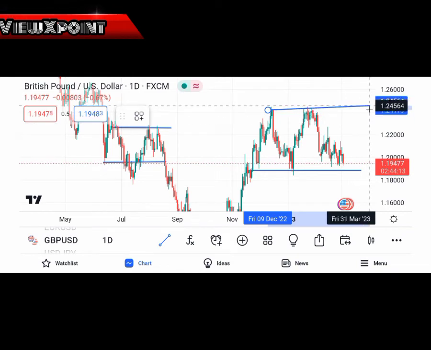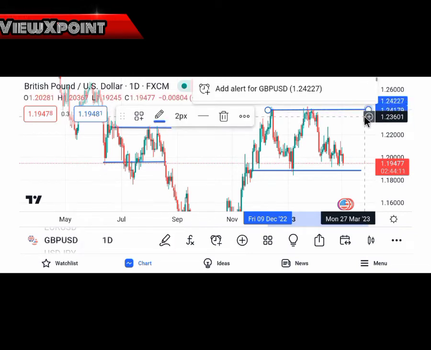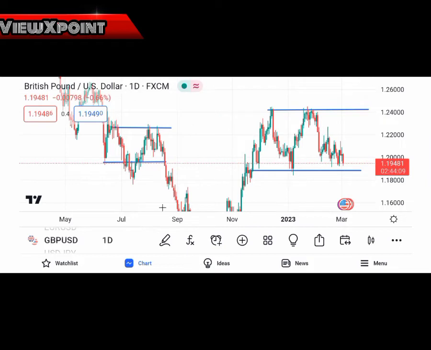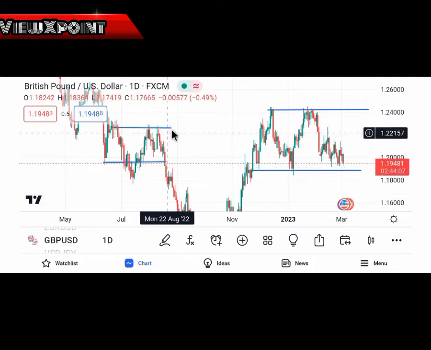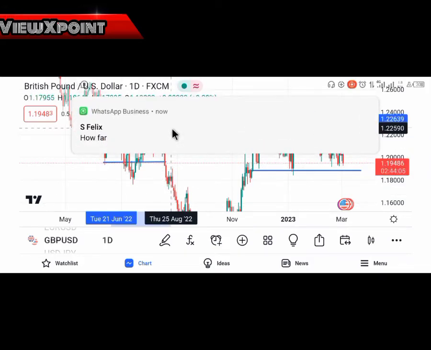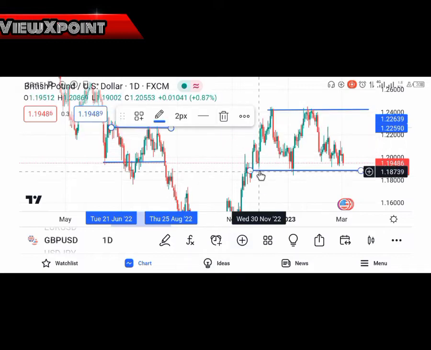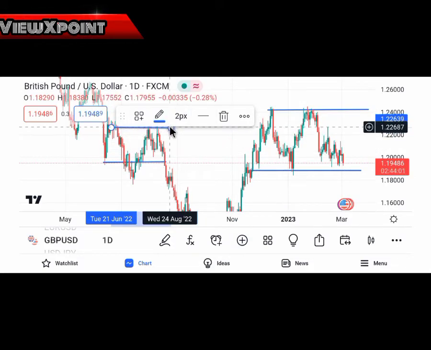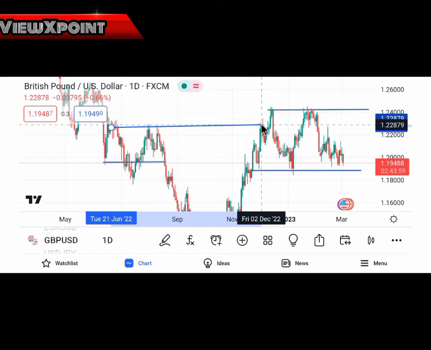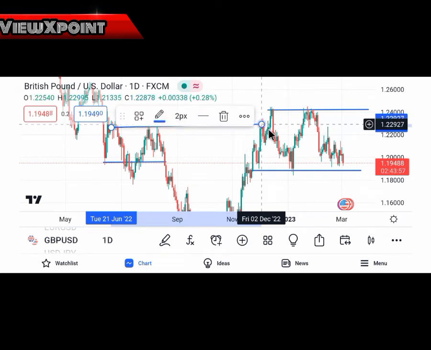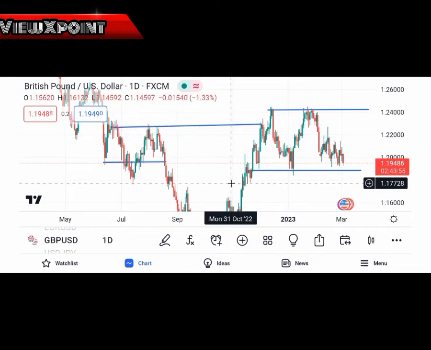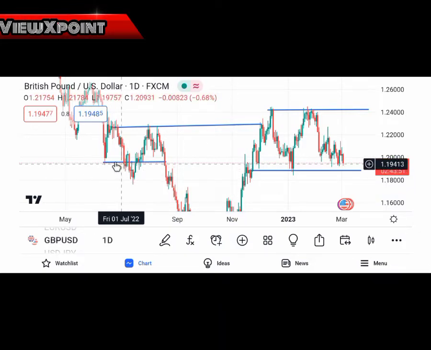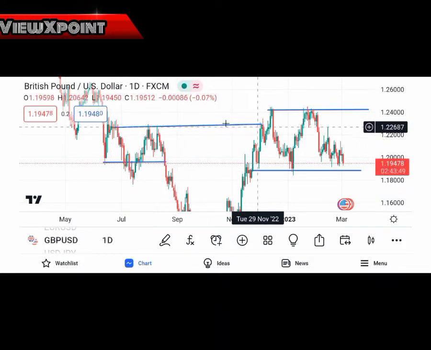So now we can literally say that at this point, this is resistance. This is also another resistance from here. This point to this point is a resistance level. So we can literally say we buy from the supports, we sell from the resistance.